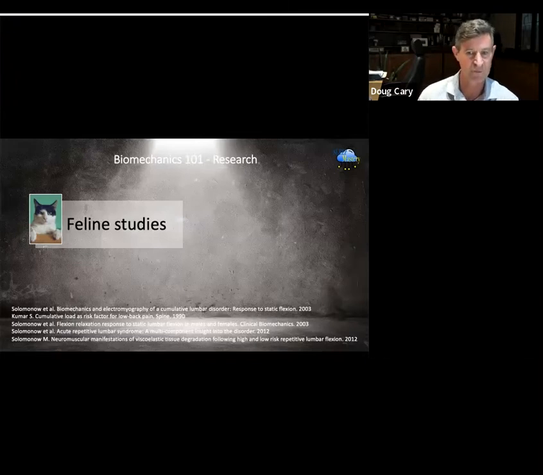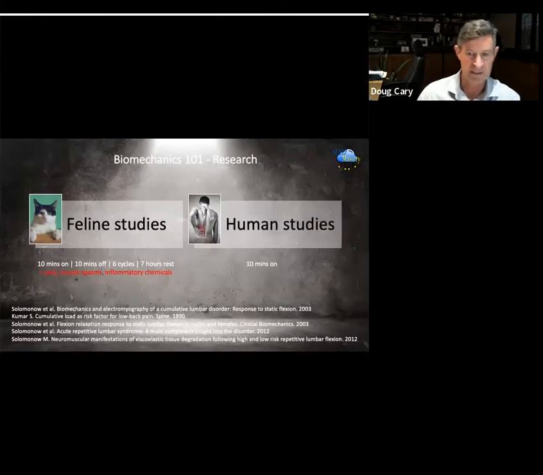On those repeated on-off loading periods, they noted muscle spasms in the cats. And following dissection of the spinal ligaments that were stressed, they noticed there was a significant increase in the range of the pro-inflammatory chemicals that we would expect to see, indicating inflammation and tissue damage. Now, those are the key points: 10 minutes on, 10 minutes off, 6 cycles, 7 hours of rest. And they did find at dissection that they had inflammatory indicators, and they had pain and muscle spasm during the process.